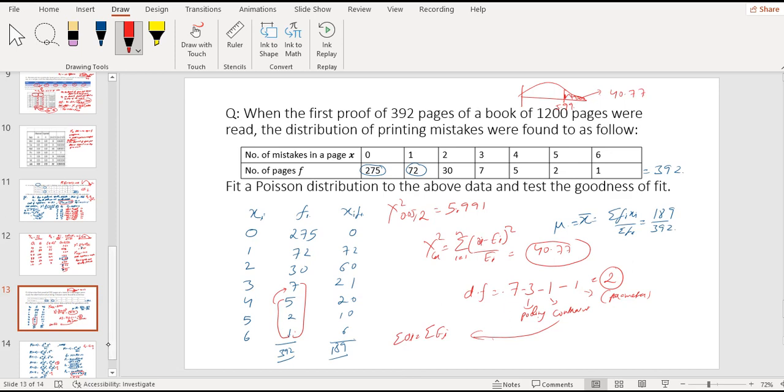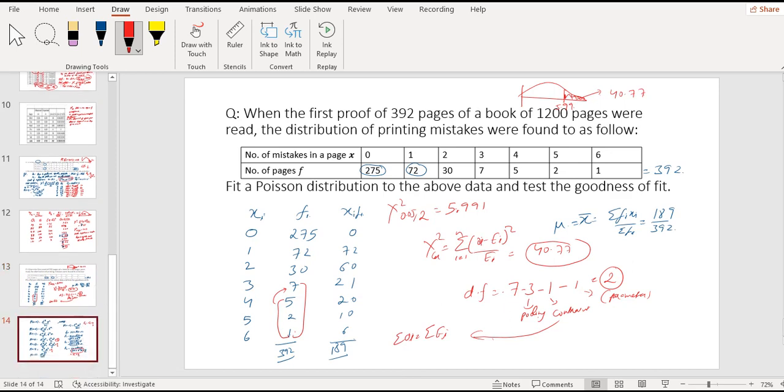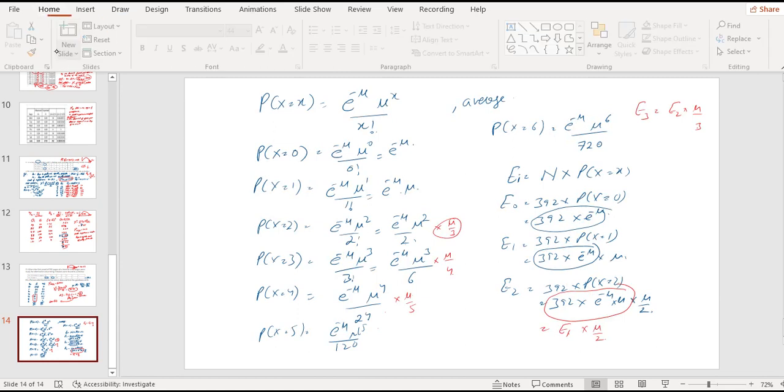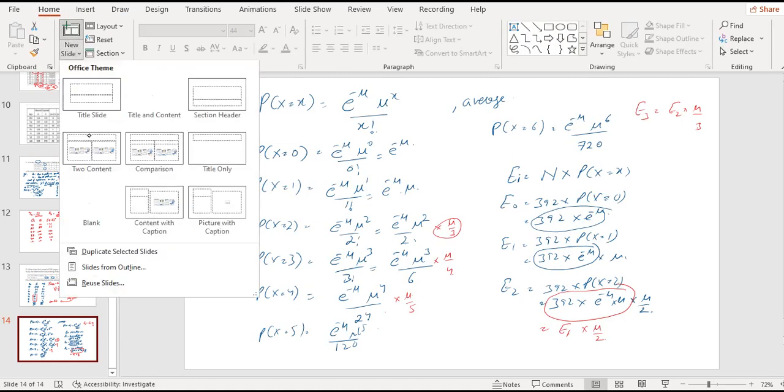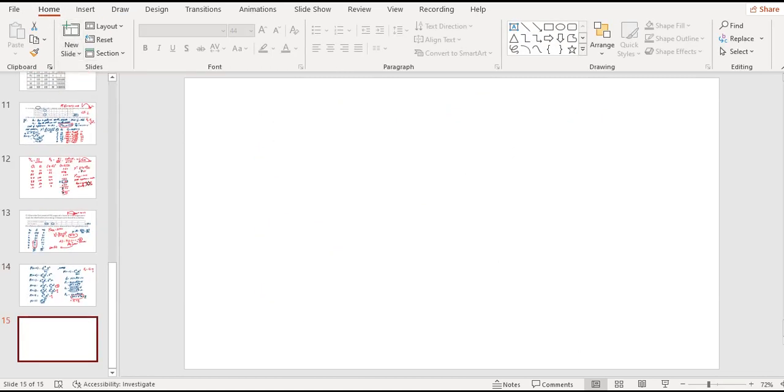So what will be the null hypothesis in this case? We haven't written the null hypothesis. So the null hypothesis will be that the Poisson distribution is a good fit for this data. So what is the alternative? It is not.